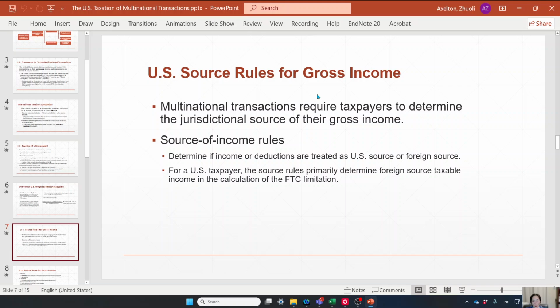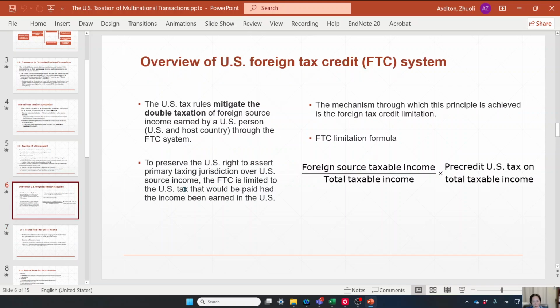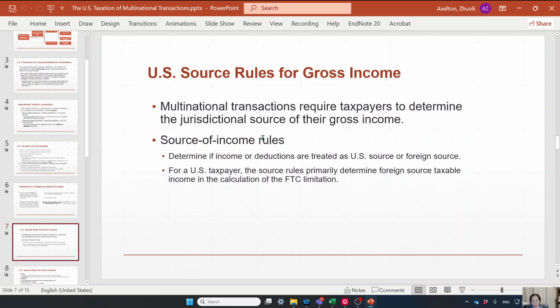Okay, U.S. source rule for gross income, because under the foreign tax credit system, the numerator is foreign source income, right? So if that's the case, then for any U.S. corporation, we have to determine which income is foreign sourced, which income is U.S. sourced. So that becomes a huge deal for foreign tax credit calculation purpose. So that's why the multinational transactions require taxpayers to determine the jurisdictional source of their gross income.